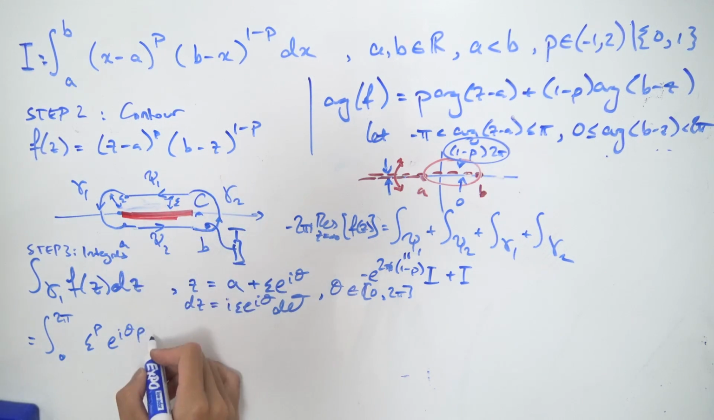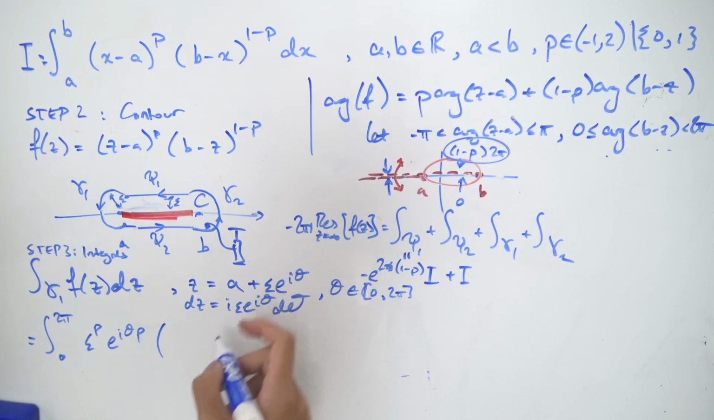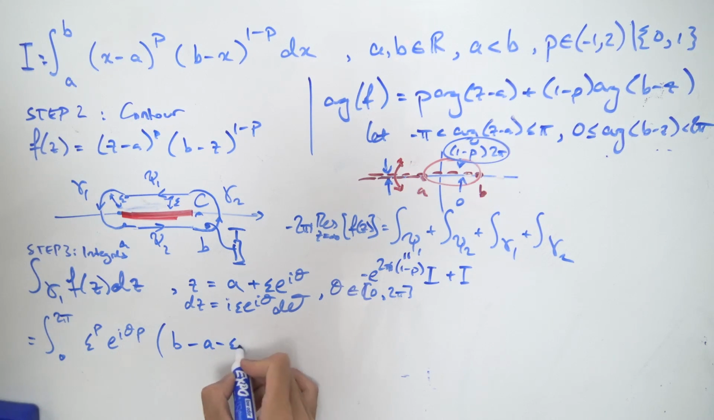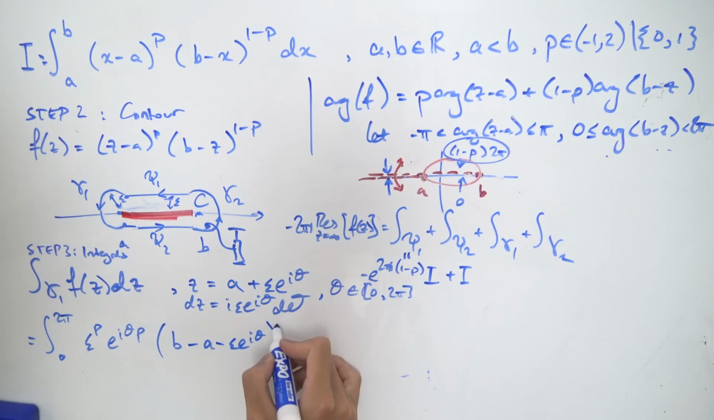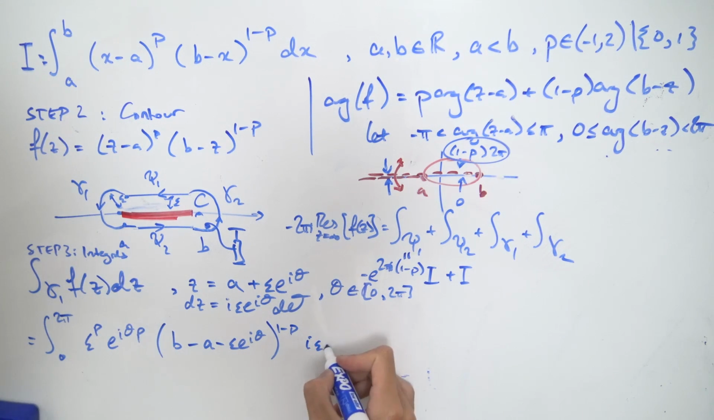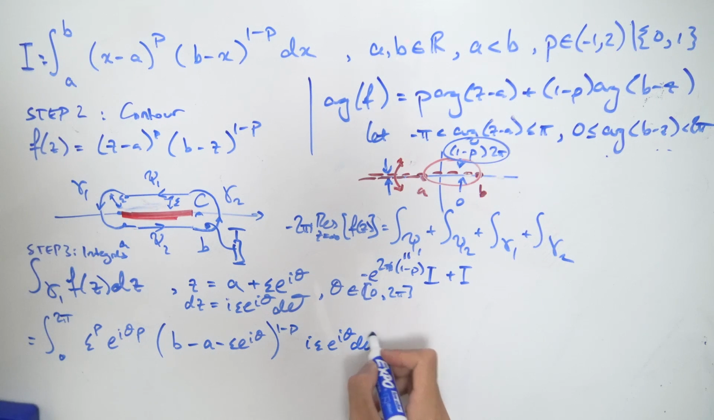And then for the second factor, no cancellations really, but we're going to have minus z, which means we're going to have b minus a minus epsilon e to the i theta raised to the 1 minus p. So that's the second factor, and then dz turns into i epsilon e to the i theta d theta. And what we want to do now is estimate this integral a little bit, we want to show it's equal to 0 in the limit.